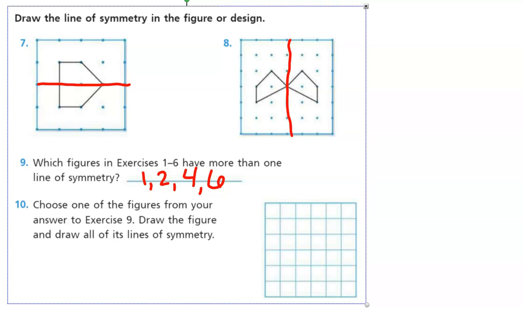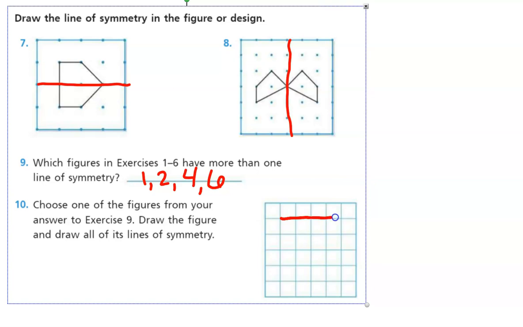For question number 10, it says choose one of the figures from your answer to exercise 9, and it wants you to draw the figure and draw all of its lines of symmetry. So it wants you to choose any of those 4 that we just mentioned. Why don't we draw the square? Because that's the one that's got the coolest one. So draw yourself any sort of square.